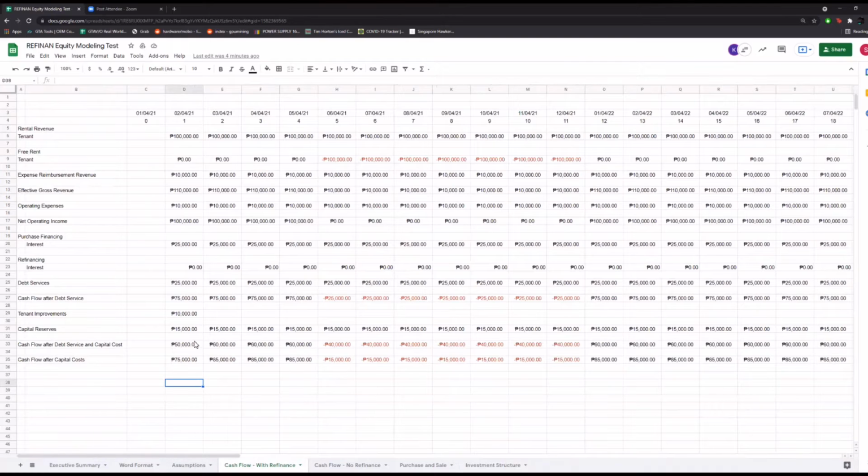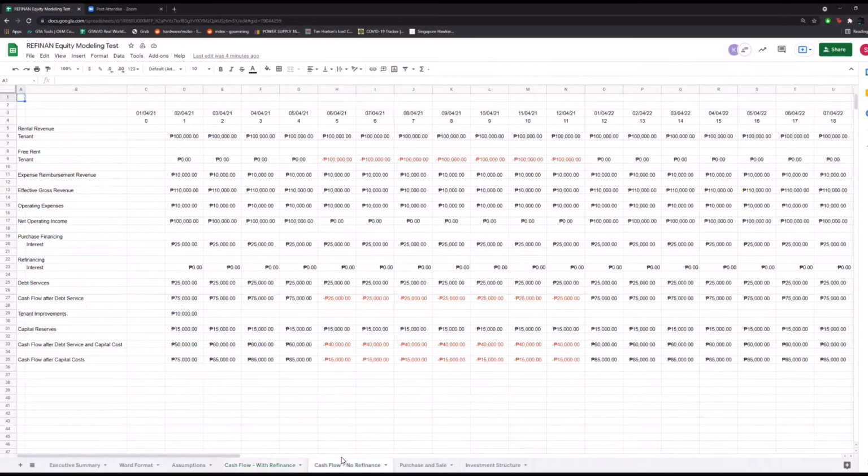Cash flow after debt service and capital cost. This is basically the cash flow after debt minus the tenant improvements and the capital reserves. And that's what we did all the way until the end. Cash flow after capital costs. This is basically the net operating income minus the tenant improvements and the capital reserves.